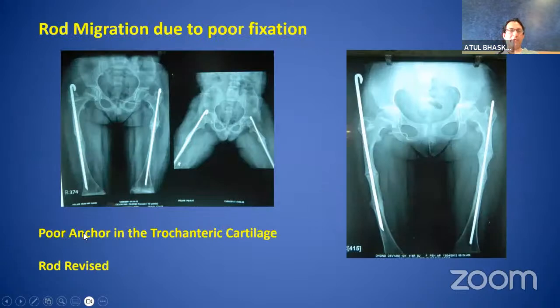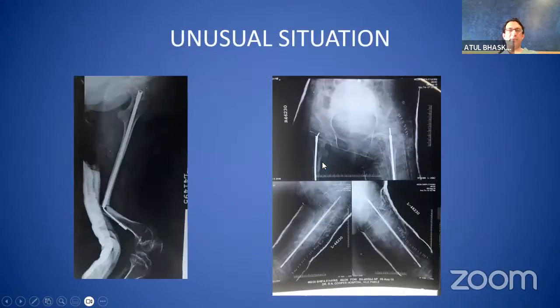Rod migration can happen. So even with the Rush nail, you must always anchor in the epiphysis. Don't leave the Rush nail in the metaphysis. You must anchor the Rush nail into the epiphysis and the trochanteric cartilage so that it doesn't migrate like this. So this rod was not anchored, and started migrating.